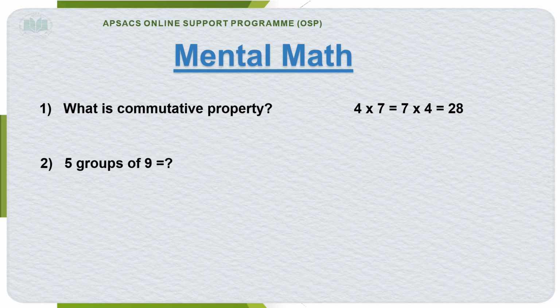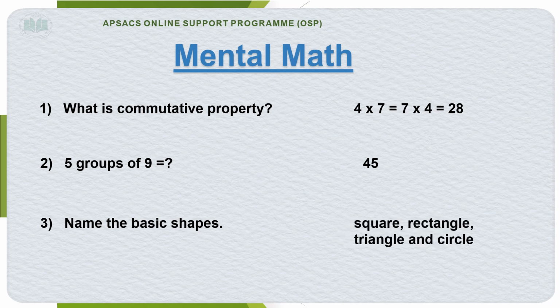Second question, 5 groups of 9 is equal to what? Excellent. Yes, we will read the table of 5. So 5 nines are 45. Now, can you name some basic shapes? Well done. They are square, rectangle, triangle and circle.